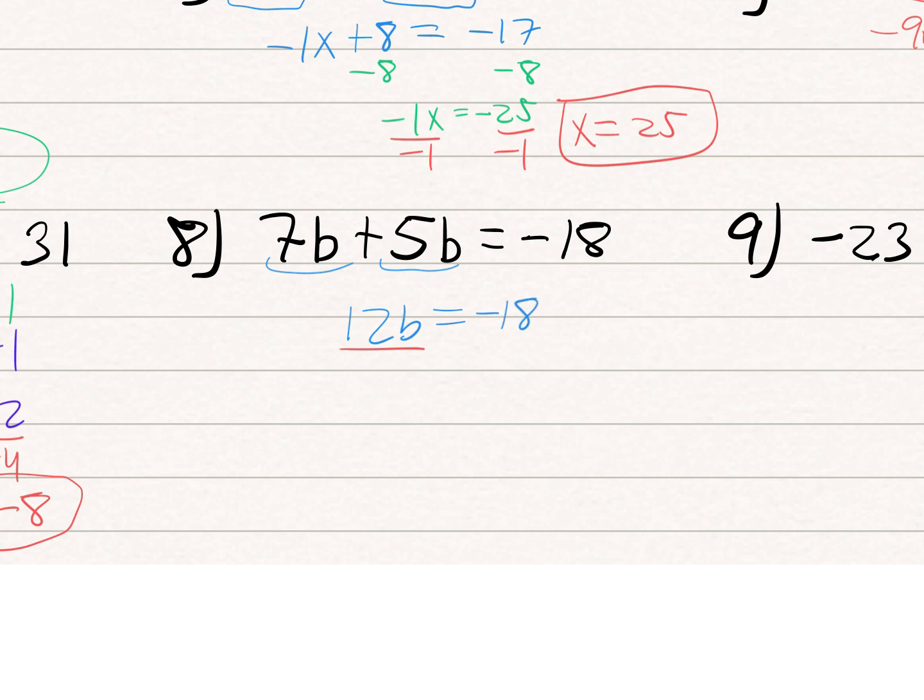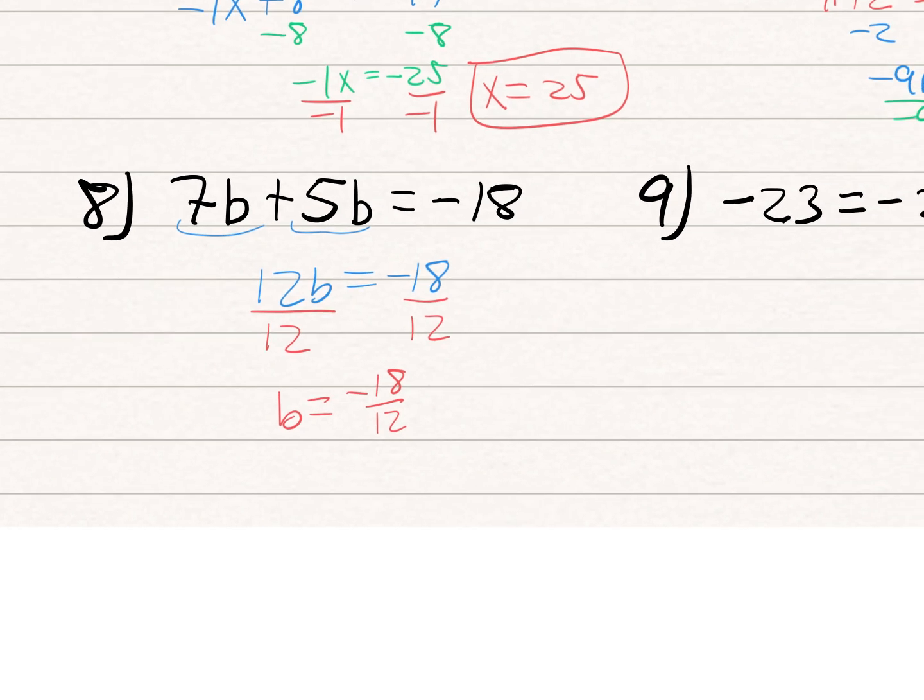And the next thing we want to do is divide by 12. So we get b equals negative 18 divided by 12 is going to get you, you have to simplify this, right? So 18 and 12, do they share a common factor? They do, right? You can divide them both by 6. So you get b equals negative 3 over 2. And then you can leave it like that, right? Don't change it to improper. Don't change it to a mixed number, just leave it improper.